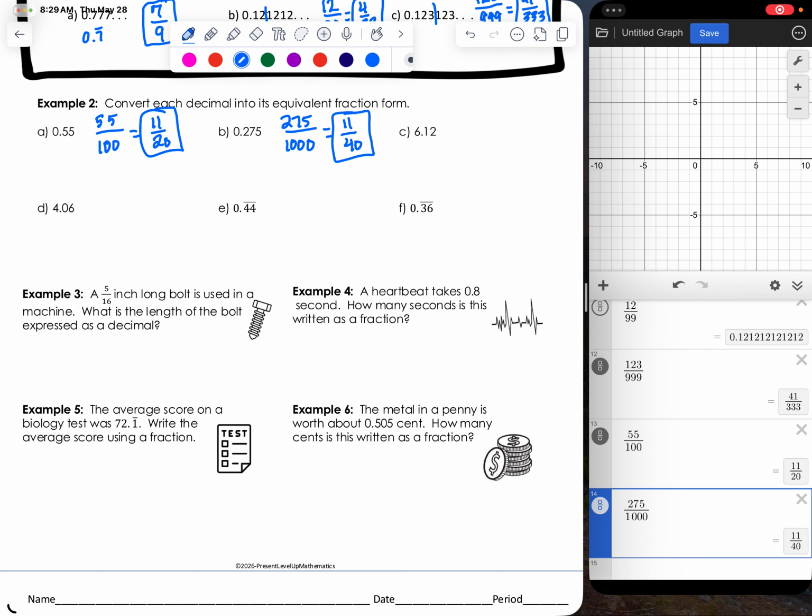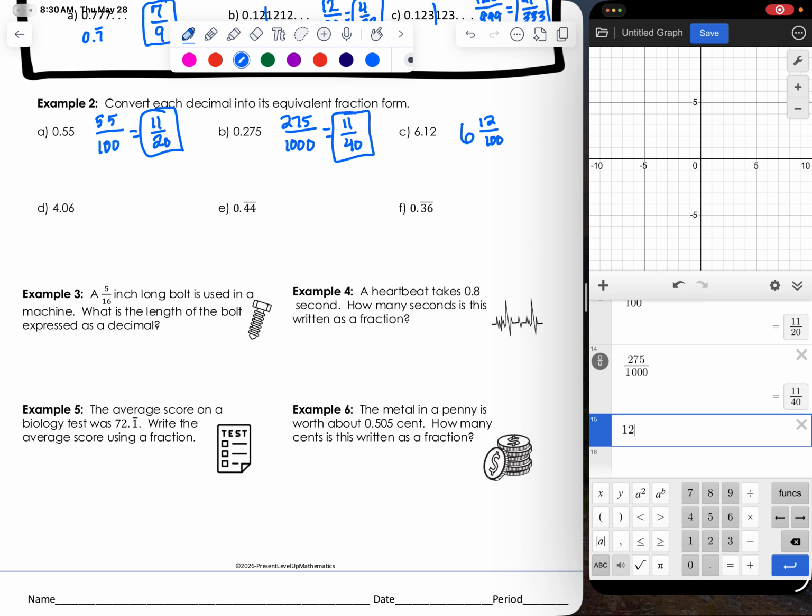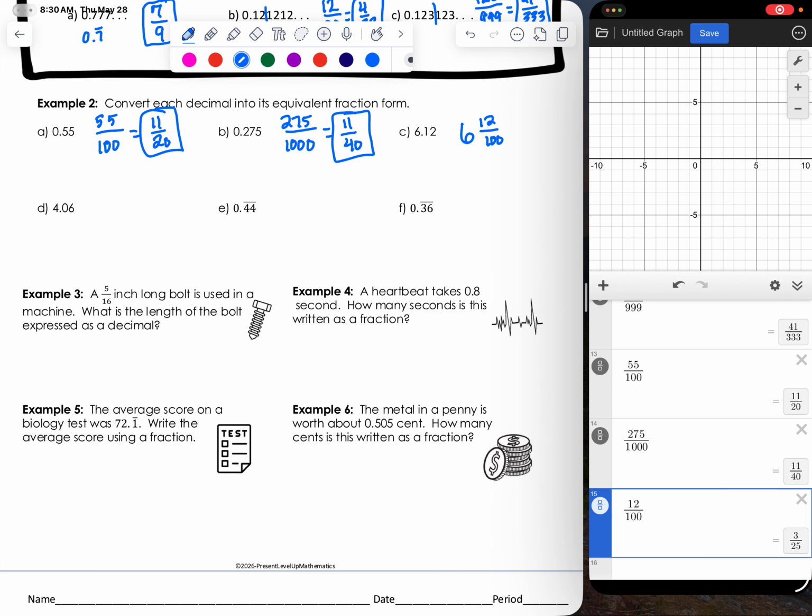All right. Problem C, 6.12. So I know this is going to be a mixed number. So I know it's going to be 6 and a fraction. So to get that fraction, I would take the 12 and place it over 100 because there's 2 decimal places. Then I will reduce that on my calculator. 12 100ths would reduce to 3/25. So my final answer would be 6 and 3/25.